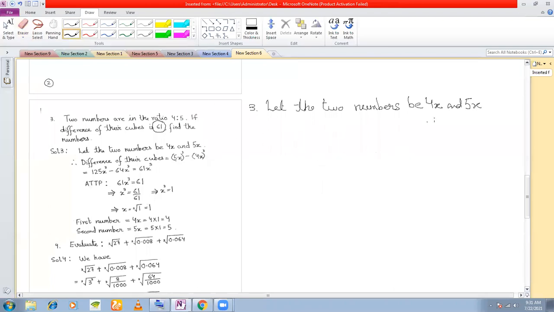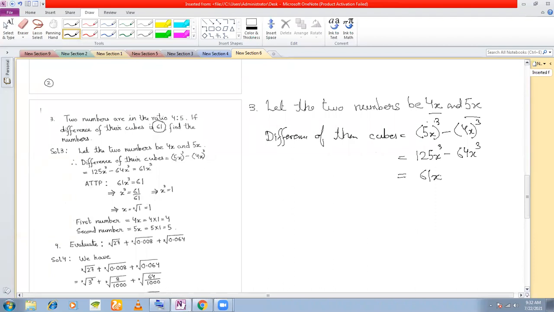Which is the greater number out of 4x and 5x? 5x. So what is the difference of the cubes? Take the greater number, 5x, cube it, minus the smaller number, cubed. So how much do you get? You get 125x cube minus 64x cube, which is equal to 61x cube.